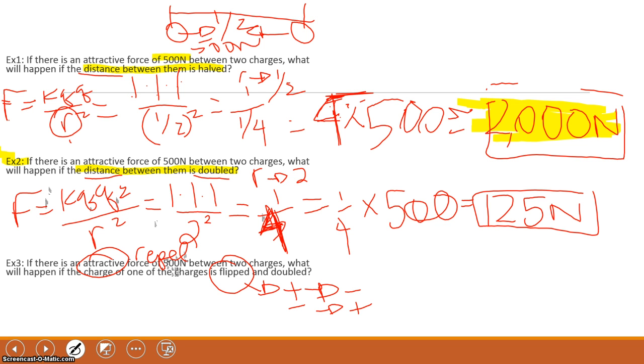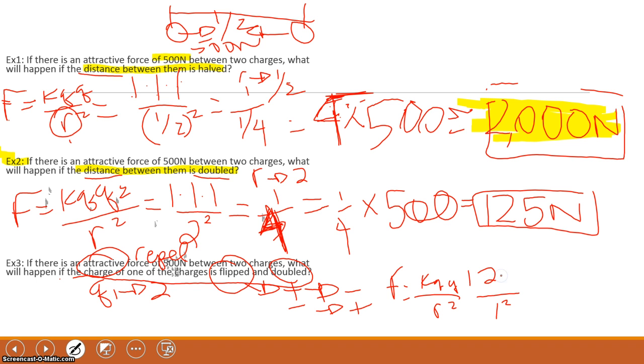So the charge will be doubled. Let's say Q1 becomes 2 times Q1. F equals K Q1 Q2 over R squared. Is R changing? No, so R stays 1 squared. Is K changing? No, so K stays 1. Q1 is changing to 2, and the other charge isn't changing. It didn't say anything about changing the other charge.